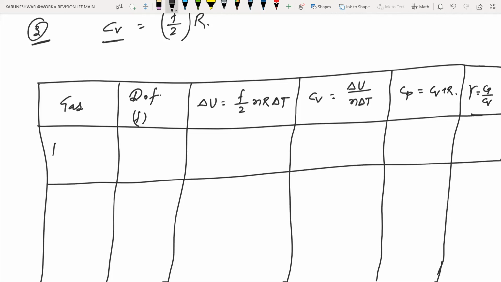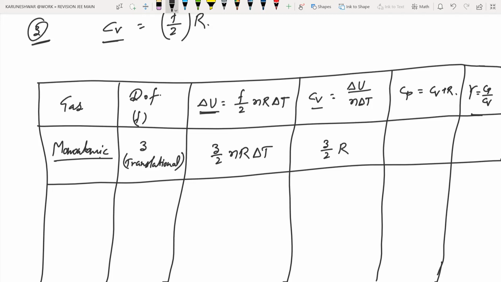For monoatomic, how can you write the values? If it is a monoatomic gas, then it has 3 degrees of freedom. It is only translational degrees of freedom, as we have just seen. And if you want to write the change in internal energy, it will be 3 by 2 nR delta T. Then for Cv, it will be 3 by 2 R. And Cp will be one more than that: 5 by 2 times R, and gamma is 5 by 3. So this is the monoatomic gas. I have written everything you can get from there.